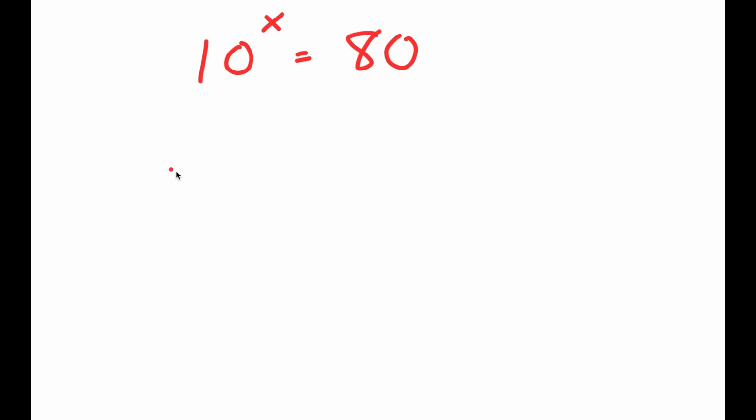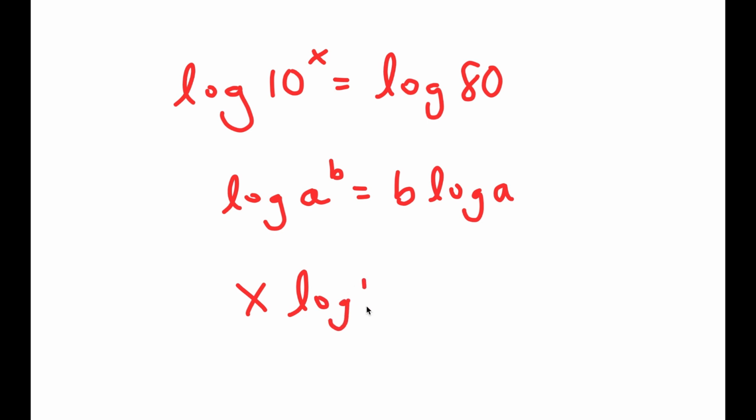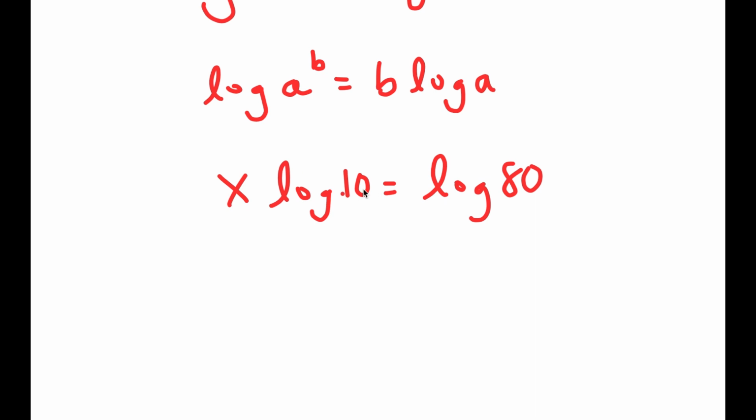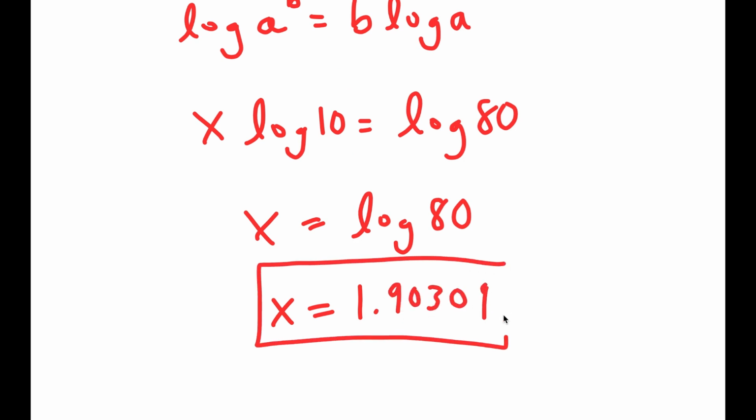Now, to solve this, I'm going to use logarithms. So I'm going to take the log on both sides, so I get log 10 to the power of x is equal to log 80. And if I have something in the form log a to the power of b, this is equal to b times log a. So I get x times log 10 is equal to log 80. And if you guys already know, log 10 is 1. So I get x is equal to log 80. And log 80 is equal to approximately 1.90309. So this is my solution.